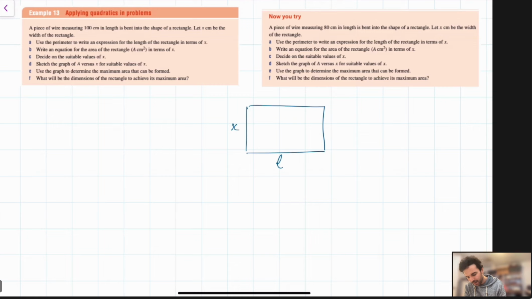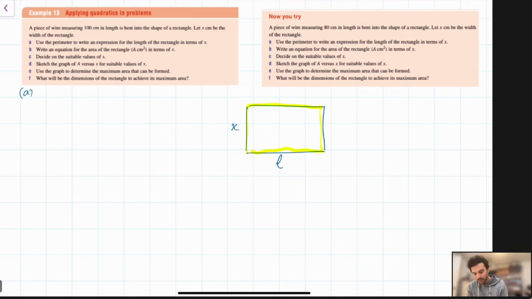Now, for part A, it says use the perimeter to write an expression for the length of this rectangle in terms of x. So we can picture that we're unfolding that piece of wire, right? So you've got this piece, that's a piece of the wire, this piece, and this piece, and it's all folded. And in total, that's going to make 100 centimeters.